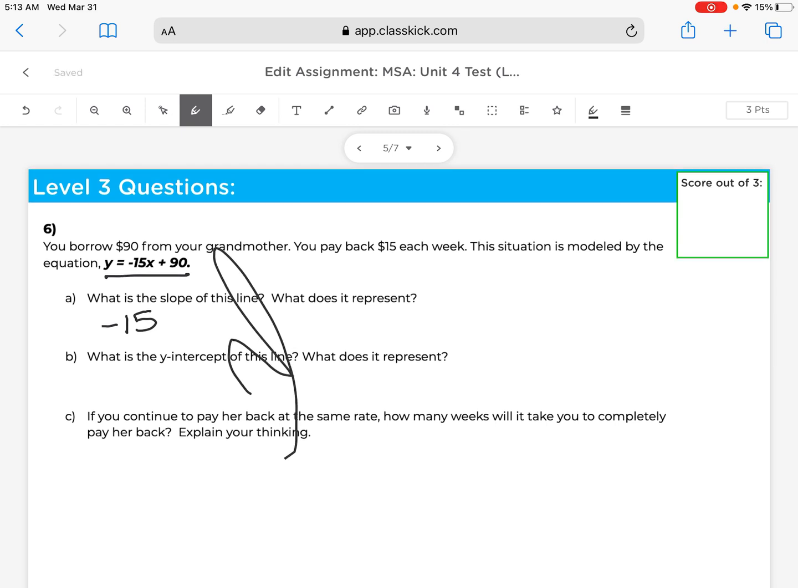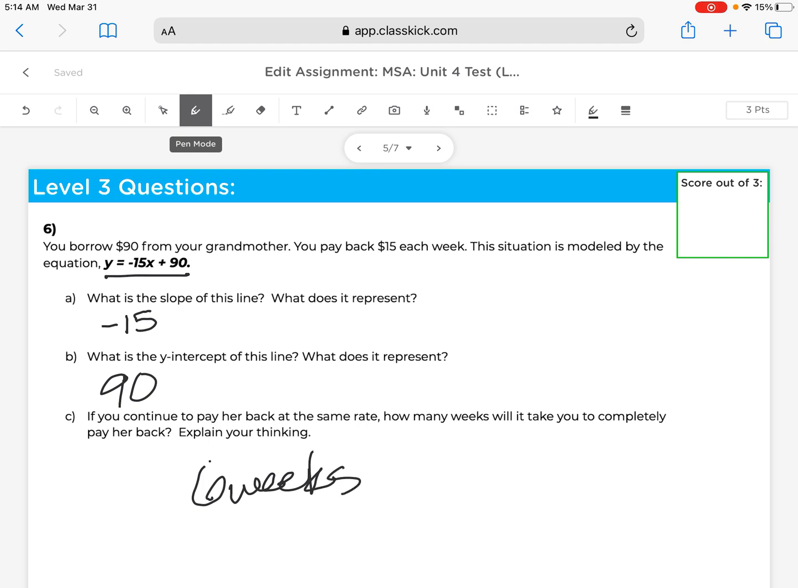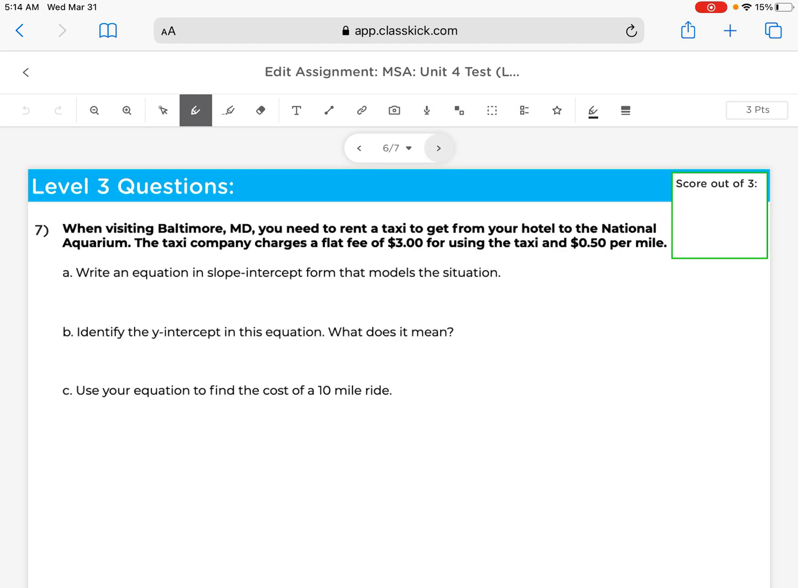Hey, there we go. Got it back. Hold on. Oh, that's why. 90, and then this should be 6 weeks. Terribly written, but got that. Next piece. Maybe my pen shut off.